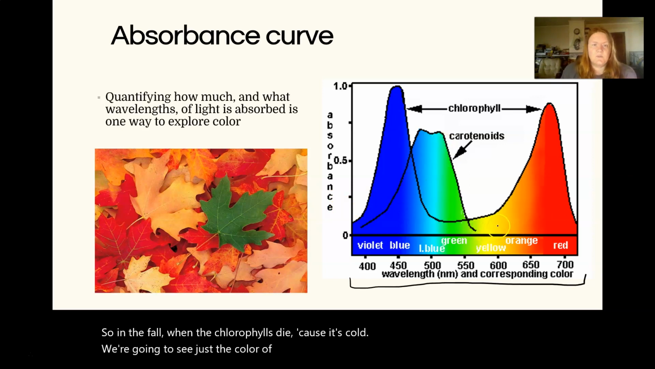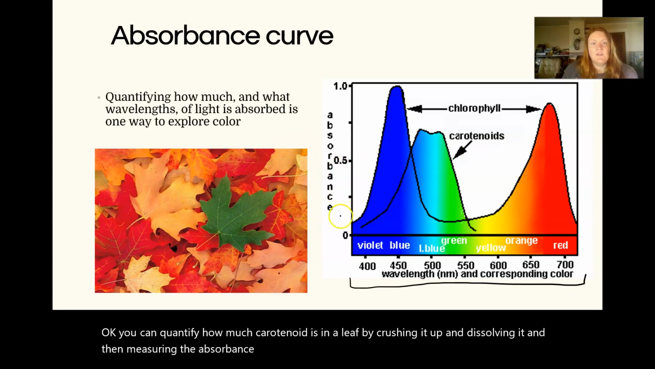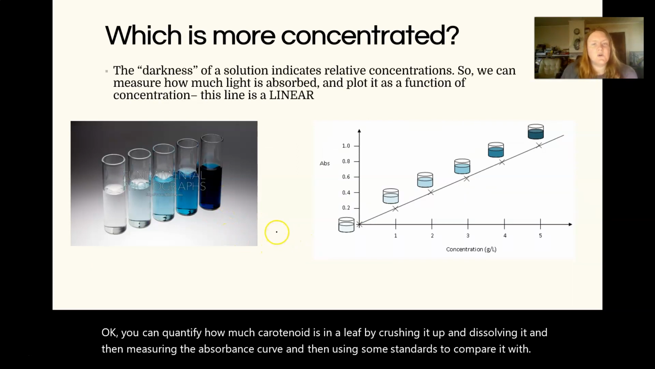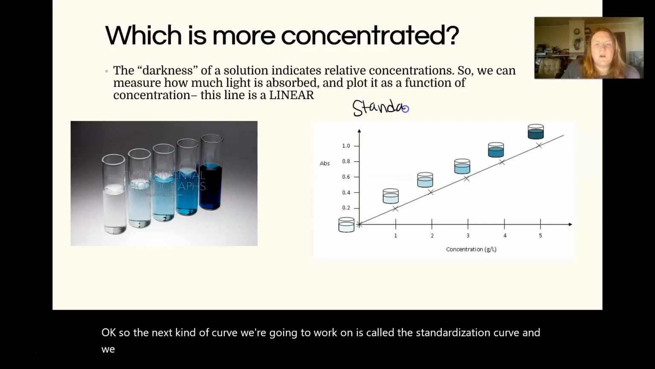Okay. You can quantify how much carotenoid is in a leaf by crushing it up and dissolving it and then measuring the absorbance curve and then using some standards to compare it with. Okay, so the next kind of curve we're going to work on is called a standardization curve, and we have done these before.